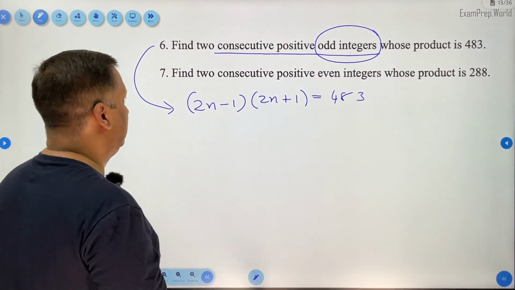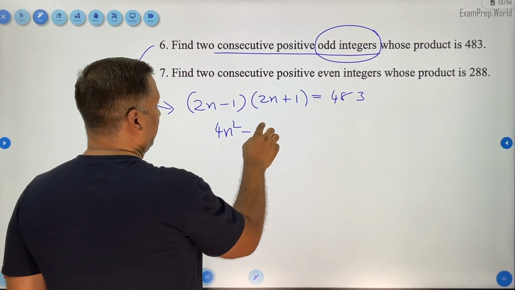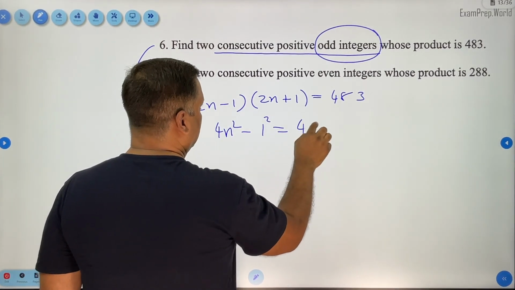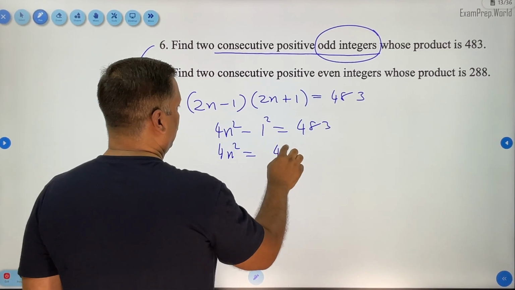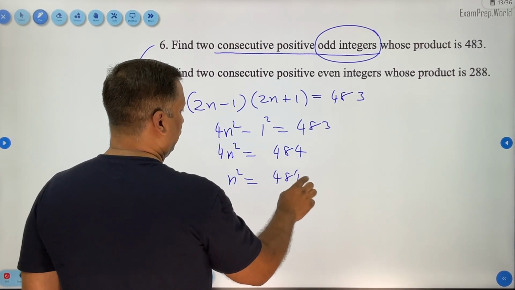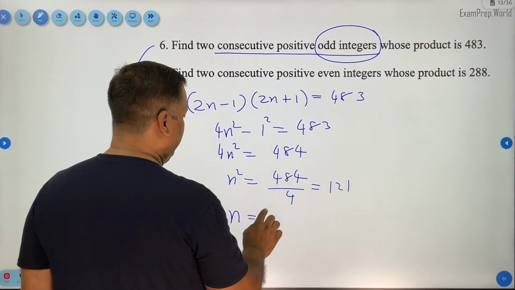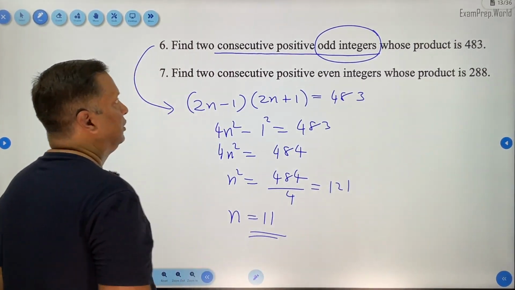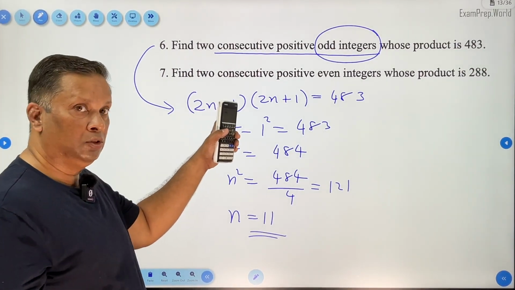Odd numbers are alternate. So (a plus b) into (a minus b) is straight away 4n square minus 1 equals 483. 4n square equals 484. n square will be equal to 484 upon 4, which is 121. Therefore, n will be 11. If the first number is 2n minus 1, n is 11, so the number is not 11.